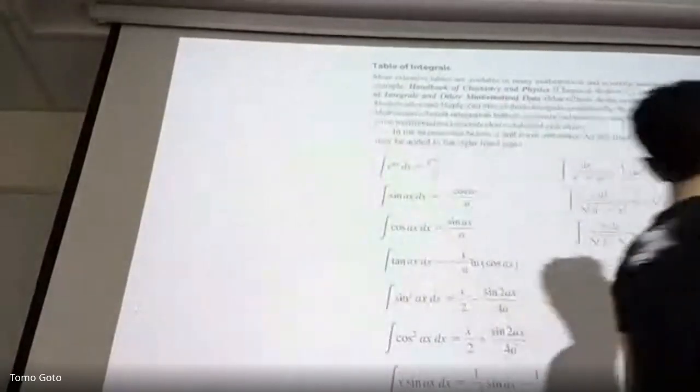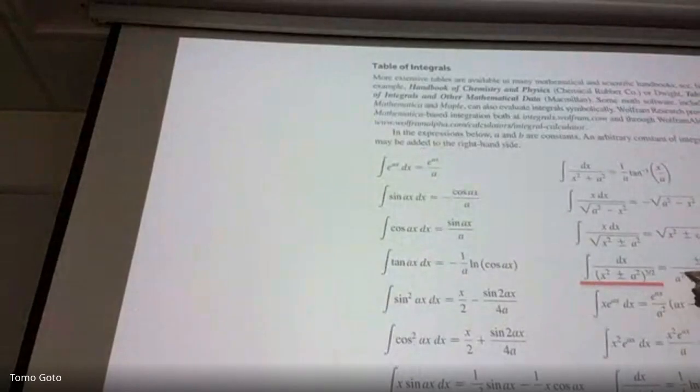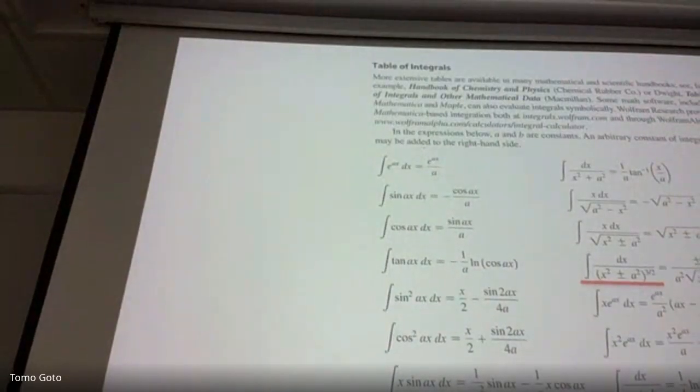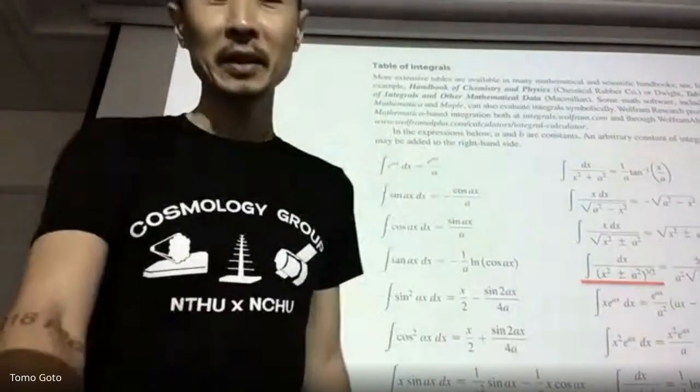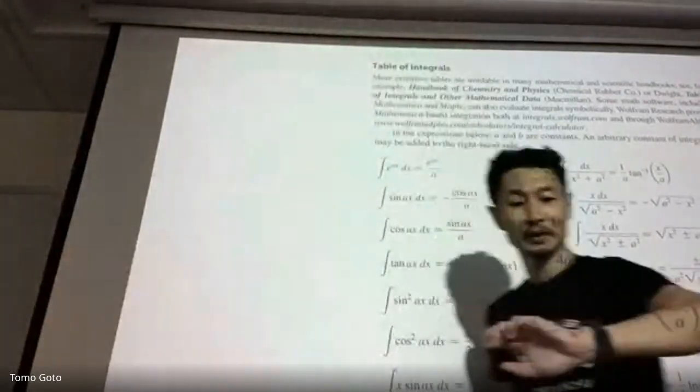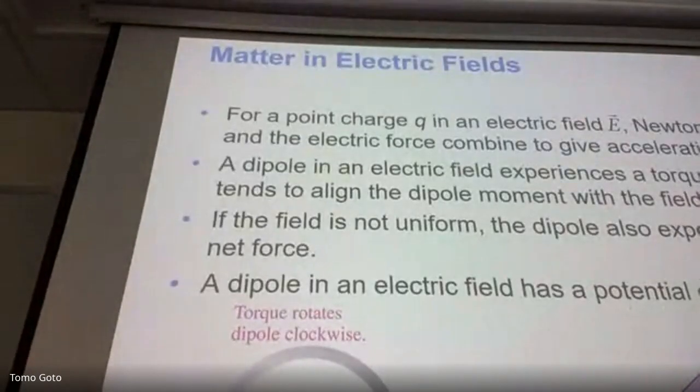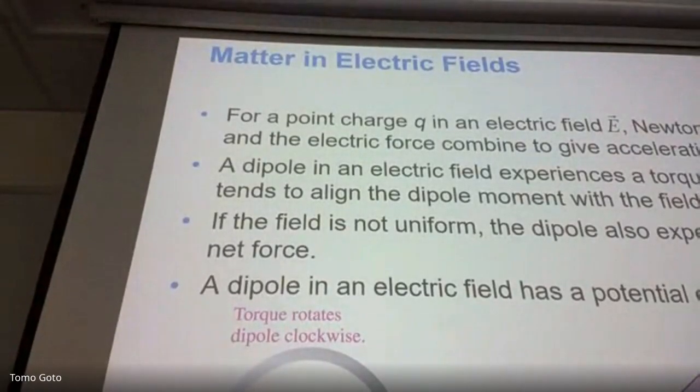Then you did this integration, and then here x squared root, so that's what's shown up here. Right. So, okay, good. Then let's move on. I'm running out of time. Matter in the electric field.